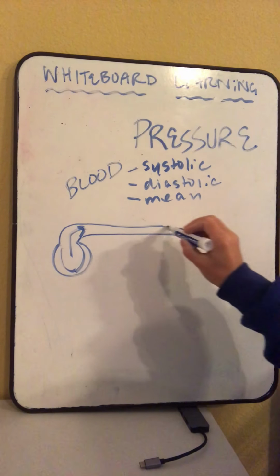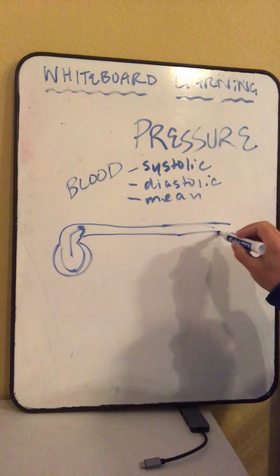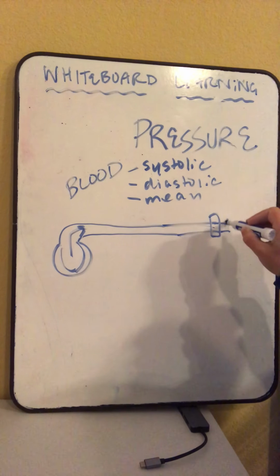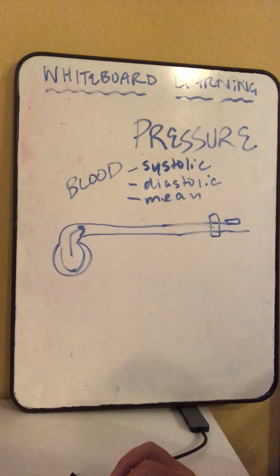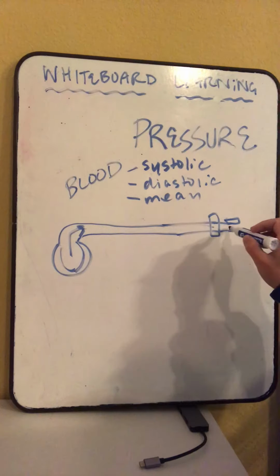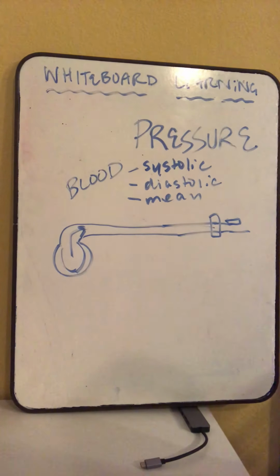And then I'm going to measure blood pressure down here with a little cuff and a Doppler, because that's just one way we measure blood pressure. And so I'm actually going to be measuring the pressure as it goes a little further away from the heart, not when it's first ejected.